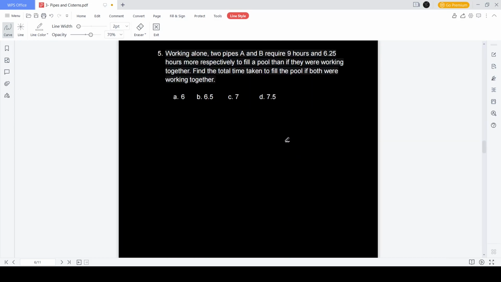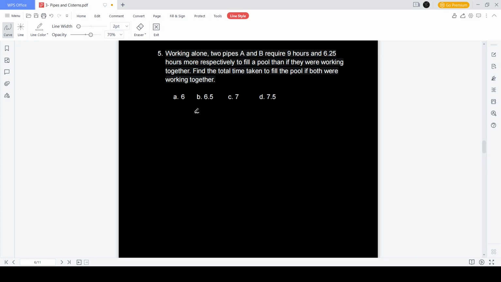Next question. Working alone, pipes A and B require 9 hours and 6.2 hours more respectively to fill a pool than they would working together. For those of you who have watched the second lecture, this question is very similar to one we solved in that lecture. It's very easy. Find the total time taken if both of them were working together.